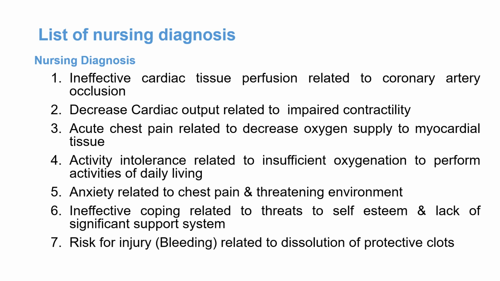List of nursing diagnoses: ineffective cardiac tissue perfusion related to coronary artery occlusion, decreased cardiac output related to impaired contractility, acute chest pain related to decreased oxygen supply to myocardial tissue, activity intolerance related to insufficient oxygenation to perform activities of daily living, anxiety related to chest pain and threatening environment, ineffective coping related to threats to self-esteem and lack of significant support system, risk for injury related to dissolution of protective cords.